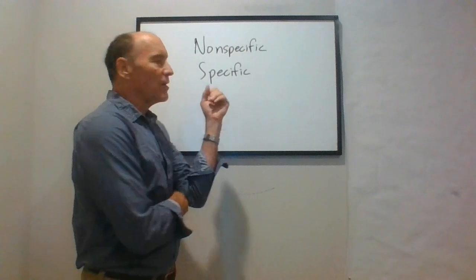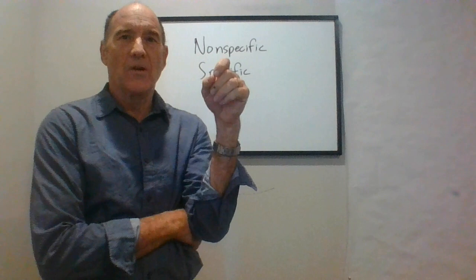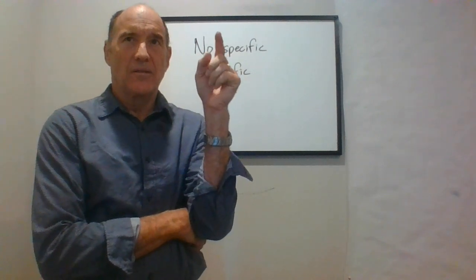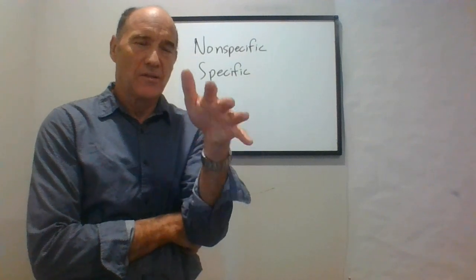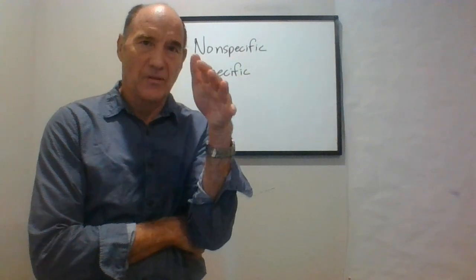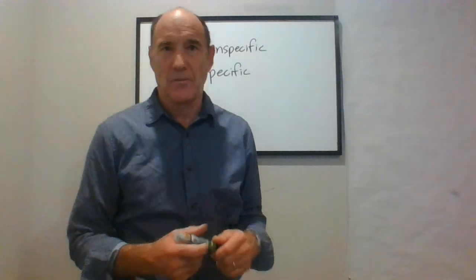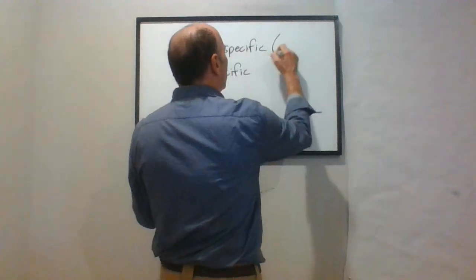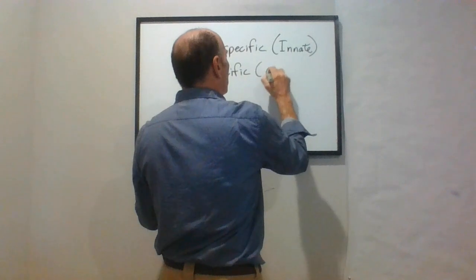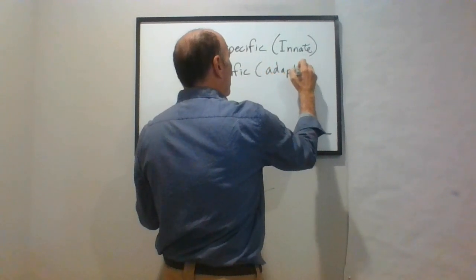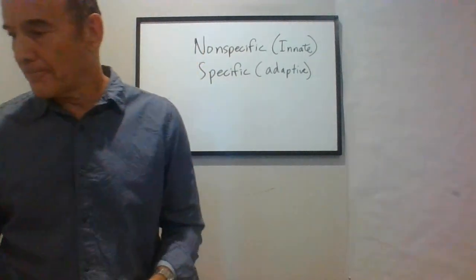Specific immunity then is when your body makes an antibody specifically for a certain pathogen, or it makes a cytotoxic T cell designed to kill a specific pathogen, not a bunch of them, just this certain one. That's specific immunity. That's sometimes called adaptive immunity. This would be innate, and this would be adaptive immunity.